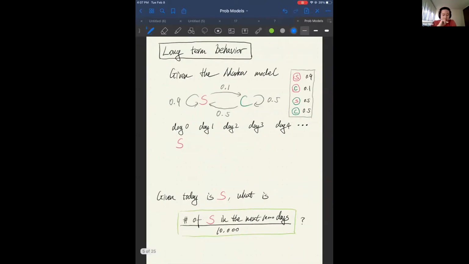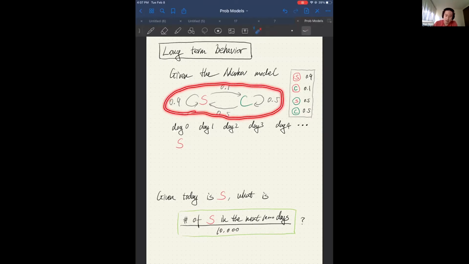Okay. Now what we're interested in is the long-time behavior of this Markov model. The Markov model is given here. It tells us, given today is sunny, the probability that tomorrow will be sunny or cloudy, and vice versa. If today is cloudy, then tomorrow will either be sunny with probability 1/2, or stay cloudy with probability 1/2, which is 0.5. One way to simulate this Markov model is to use two kinds of coins.